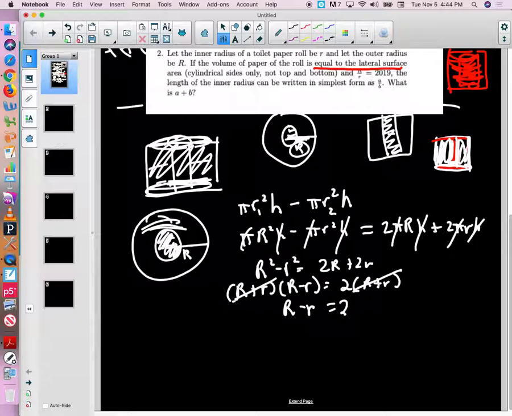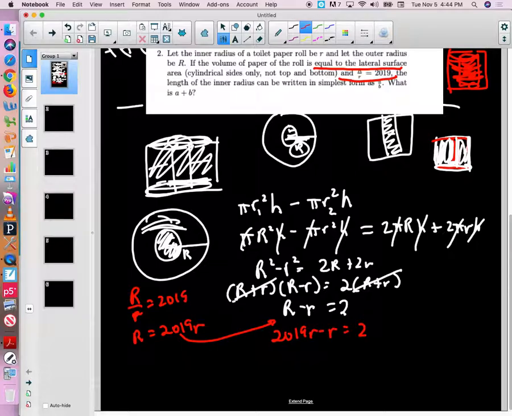Oh, I'm sorry, and I forgot something important. Oh, but I can pick it up here. All right, so another thing that they said was the ratio of R to r is 2019. So big R to little r is 2019. So R is equal to 2019 r. So when I put that in here, 2019 r minus r equals 2. That gives me 2018 r, subtracting 2019 minus 1.